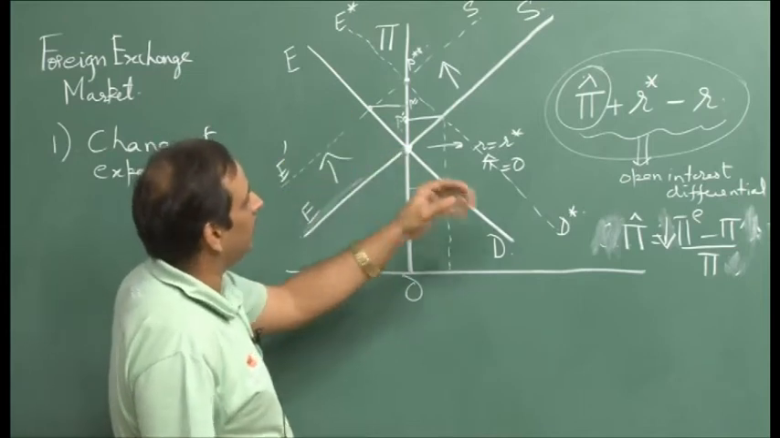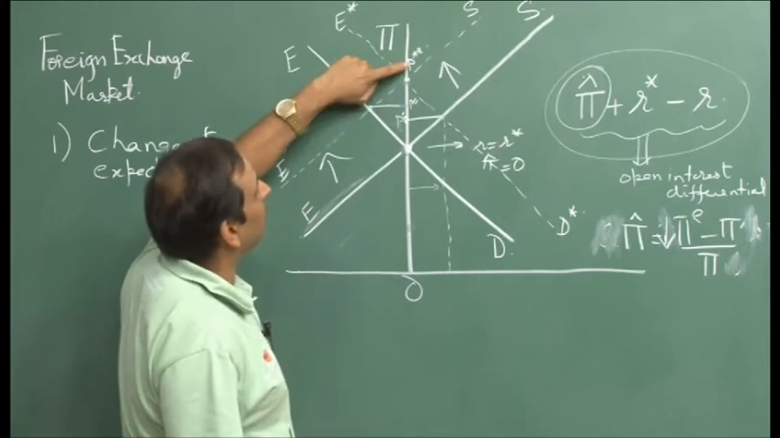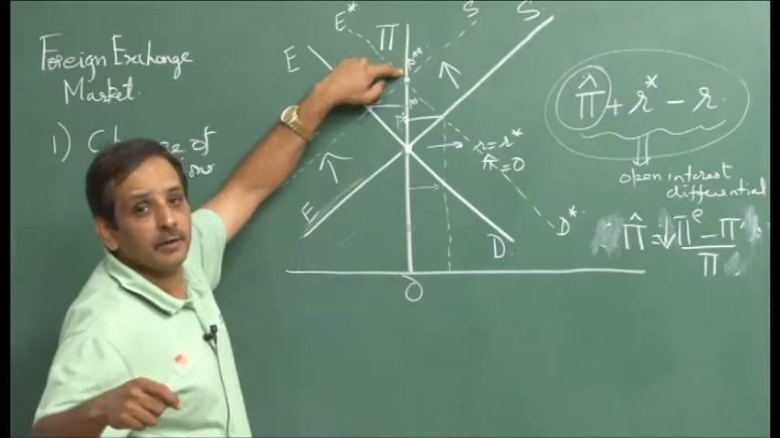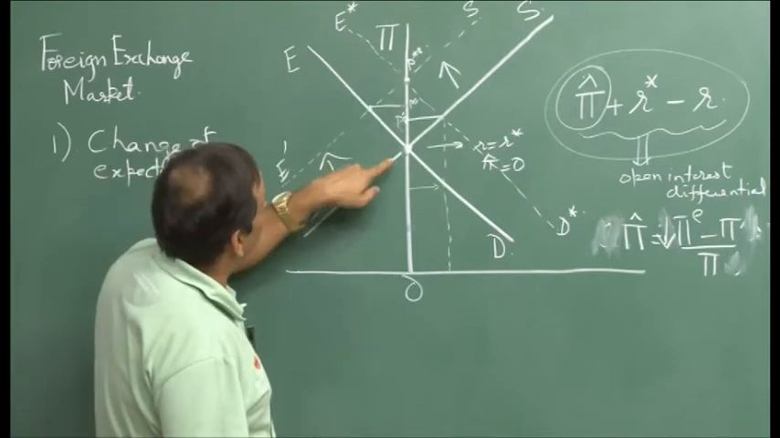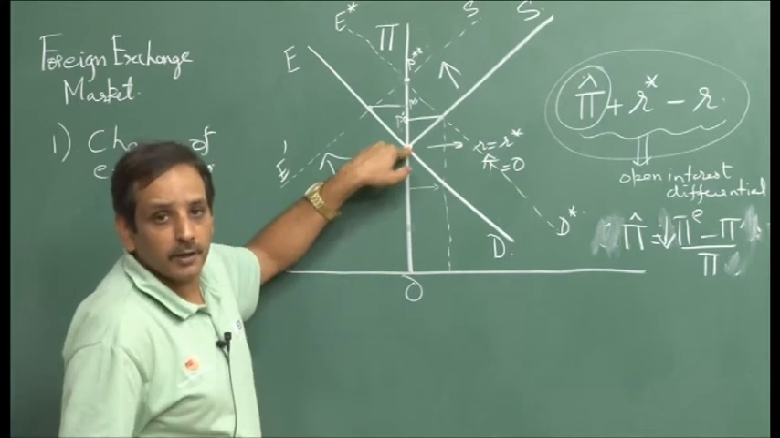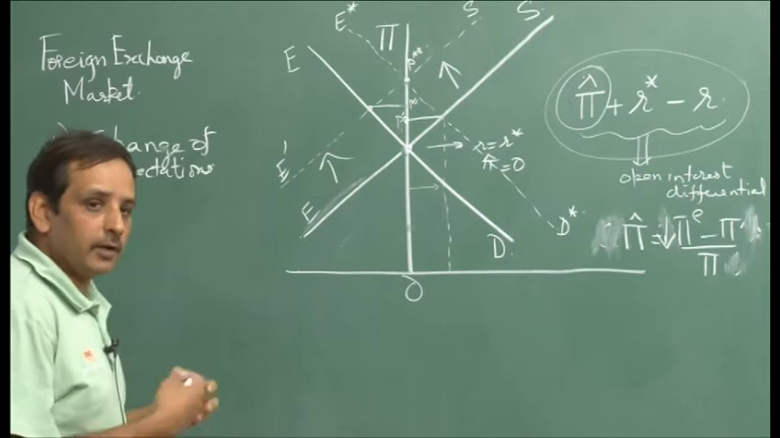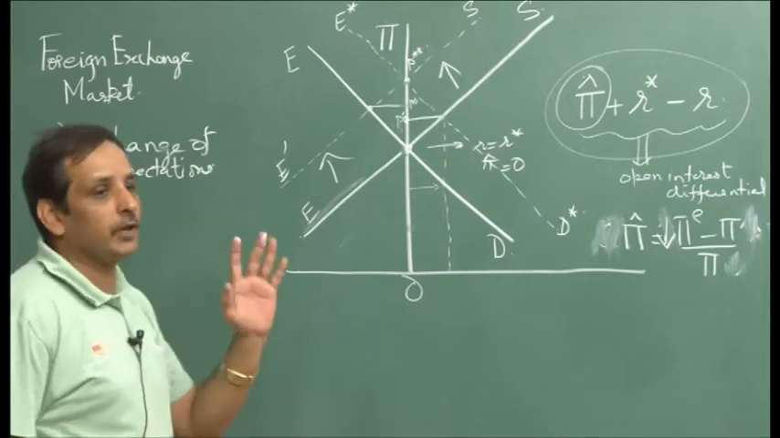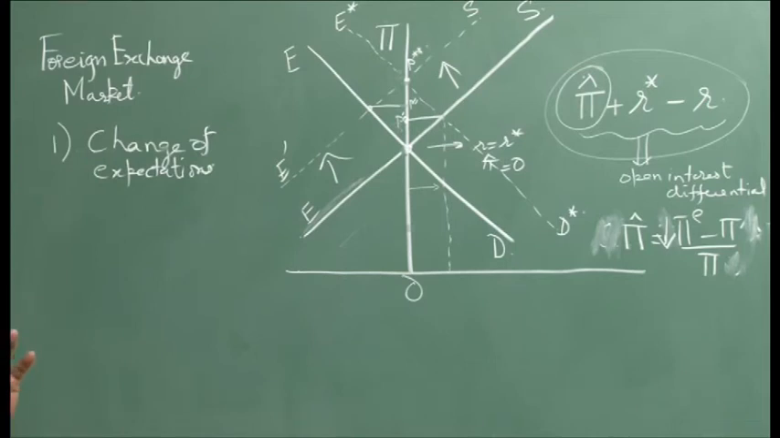But if the actual exchange rate works out to be P double dash, then it will bring instability in the foreign exchange market. If the actual exchange rate turns out to be this point, then it brings stability in the foreign exchange markets. So that is how you would look into a situation where you do not fully anticipate the change in the exchange rates.